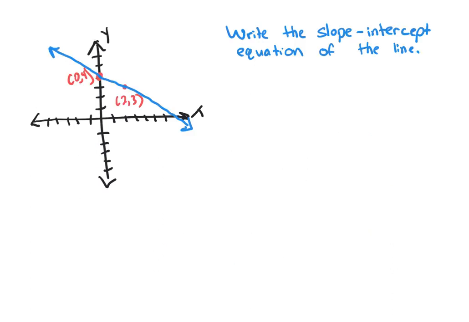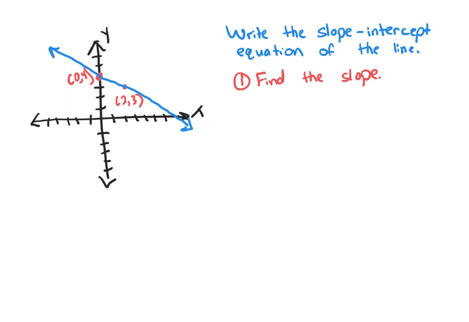All right, let's look at this example. Here we want to write the slope-intercept equation of the line. I have the line written there, and I have 2 points on the line. That helps us to find our slope. Step 1, let's find the slope.